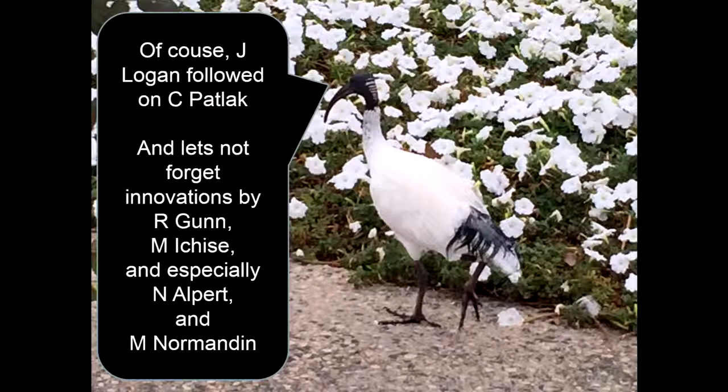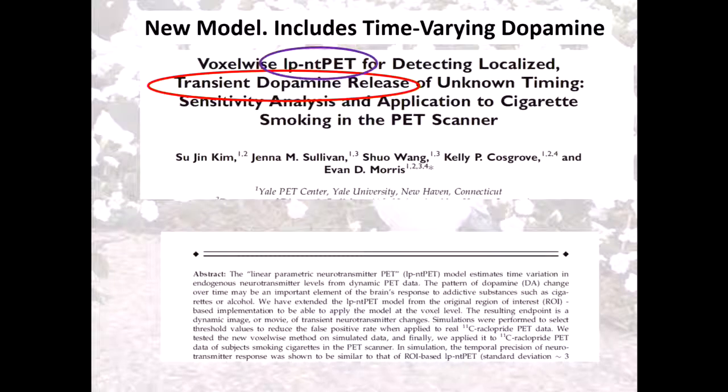Now, of course, Gene Logan came after Cliff Patlak, and after Gene Logan, there was Roger Gunn and Masa Kise, and especially for my purposes, Nat Alpert and Mark Normandin, but we don't have time for all of their papers. So I'll just say that if this paper can see far, or even a few feet, it's because we stand on the shoulders of giants.